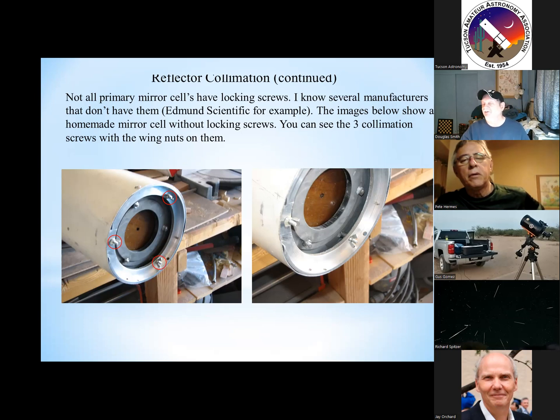You'll see the same thing on a Cassegrain telescope. There'll be 3 screws somewhere around the perimeter of the mirror cell that you'll be able to adjust.